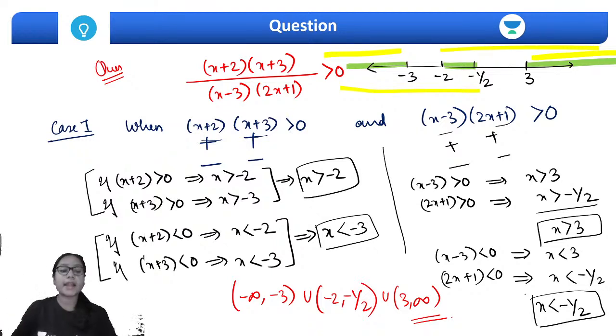Please mind that this is just case 1 that I have solved, when both numerator and denominator are positive. There is going to be one more case when both numerator and denominator are negative. That case will also be solved in a similar manner. Then I will take the intersection of both the cases. So if such type of question is there in CAT, I would suggest you to skip that question.